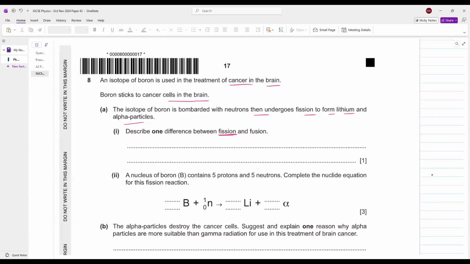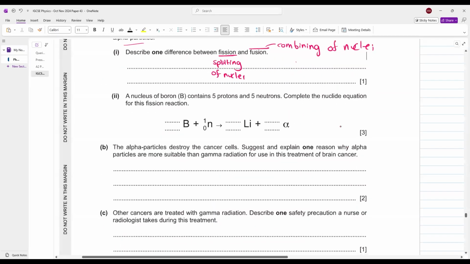Fission is splitting. Now I'm not writing the entire definition. I think we are already spending too much time on this paper. Fission is the splitting of nuclei. And fusion, what do we mean by fusion? Combining of nuclei. Simple as that.